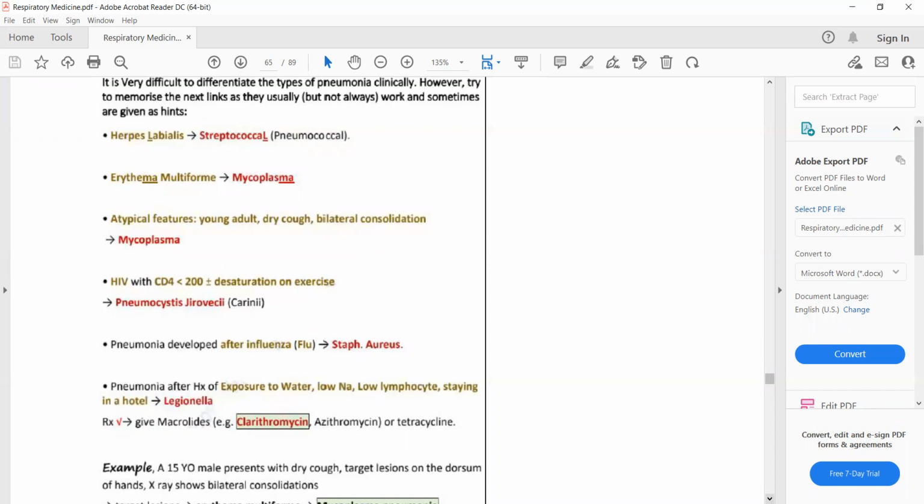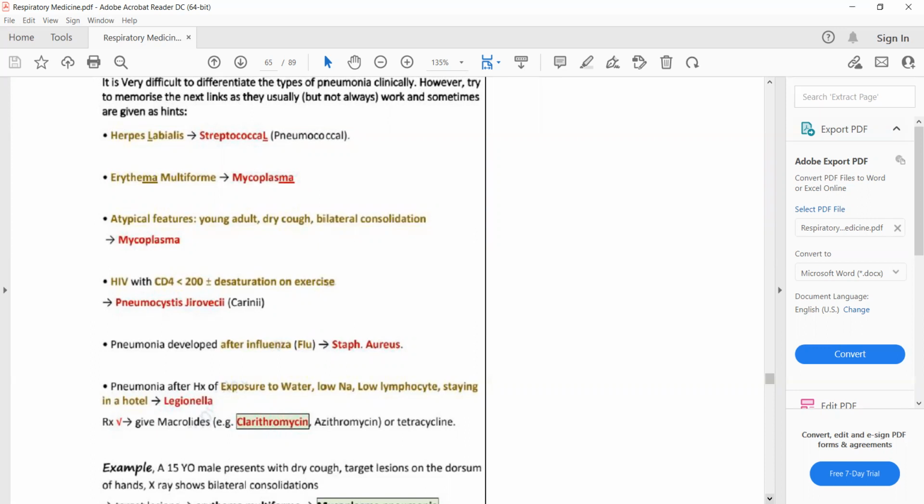Erythema multiforme is, as its name indicates, erythema, which is redness or rash, and multiforme, which means having many shapes or forms. Erythema multiforme is a target lesion of different shapes and forms.